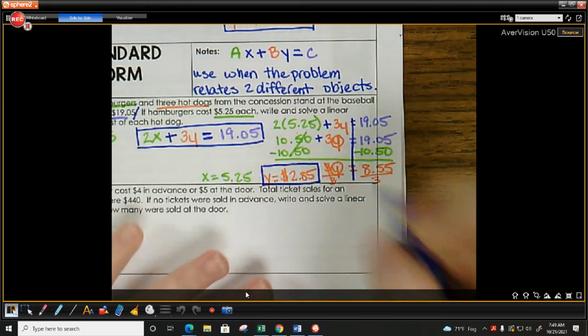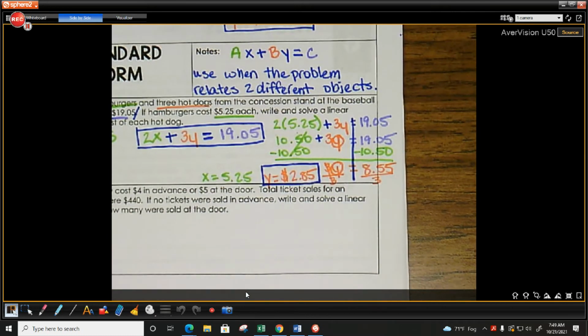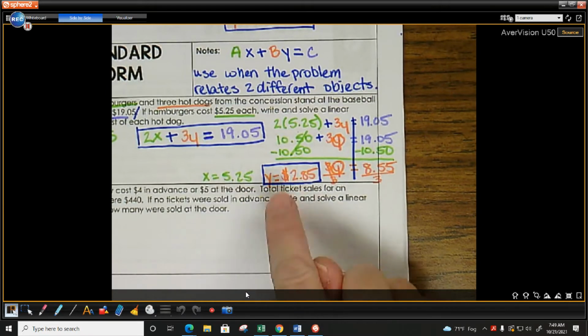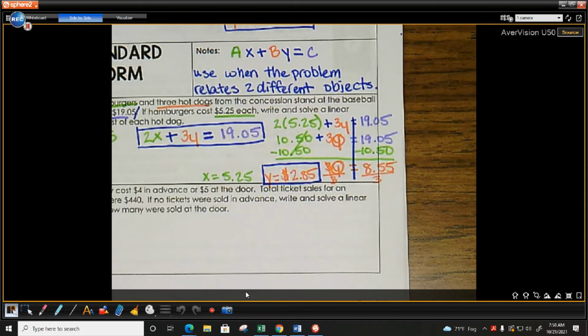Guys, the thing I like about word problems is there's logic here. Is it logical that a hamburger is going to cost $5.25 and a hot dog is going to cost $2.85? Yes. Probably not like if you go to the Astros game, they charge like $10 for a hot dog. But some places, normally our hamburgers are more than our hot dogs. Okay, are we good with that?